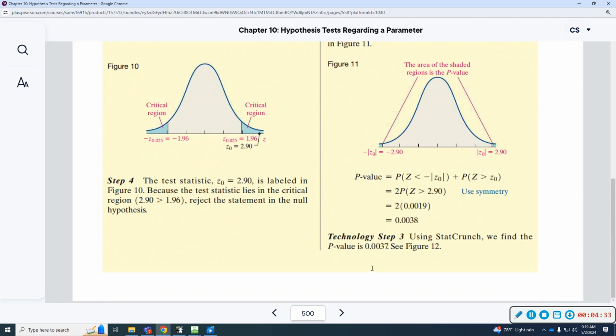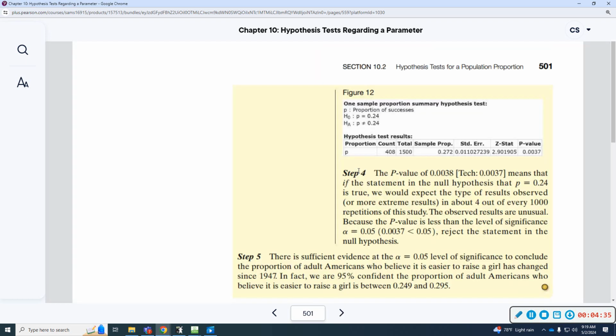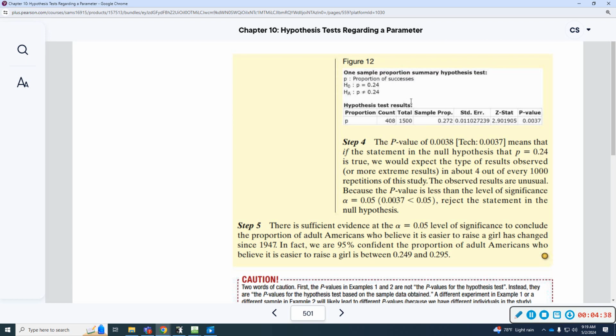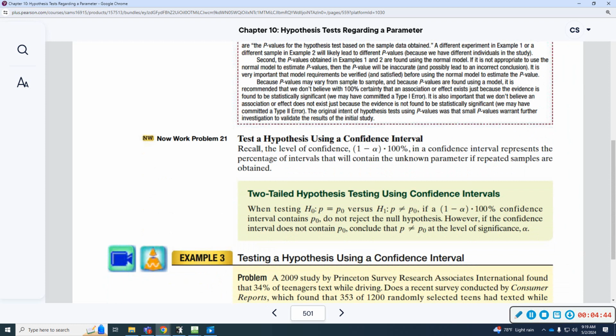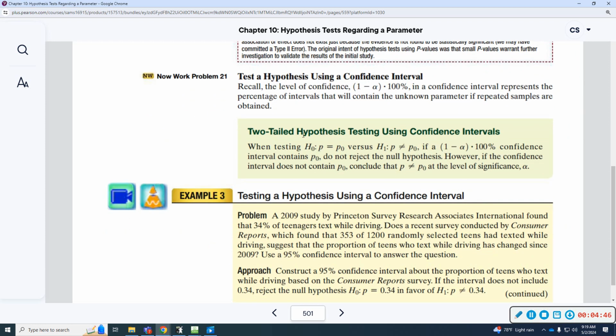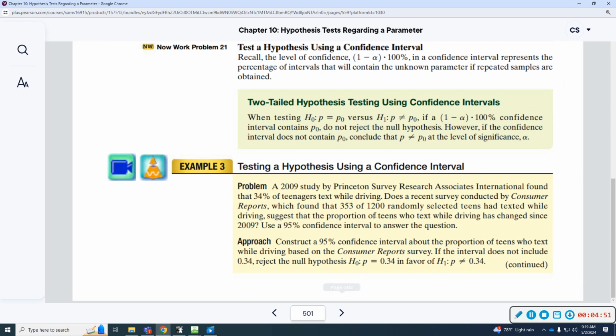how to get the z statistic, how to get the test statistic, and then here's what we'll be seeing when we do it with technology. So we'll be doing it with StatCrunch. So then we have a two-tailed hypothesis test and confidence intervals. So again, they are describing how to do that.